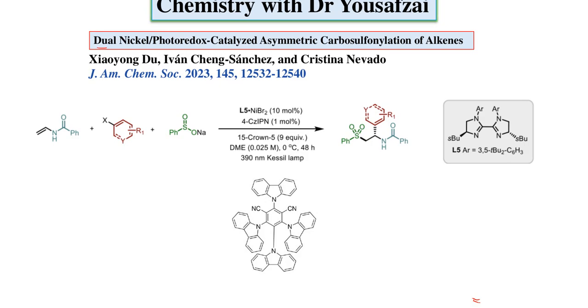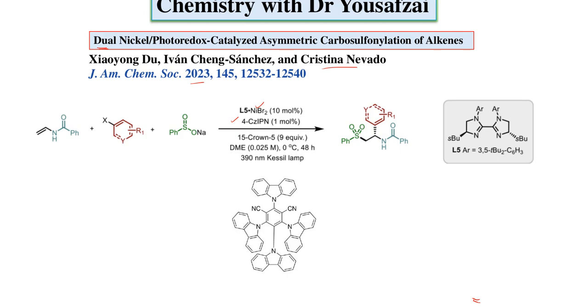Yousafzai YouTube channel. Today I'm going to explain a research article entitled Dual Nickel Photoredox-Catalyzed Asymmetric Carbosulfonylation of Alkene. This research work was published by Cristina Novedo in 2023 in JACS. In the title, the word dual catalysis is used, which means in the reaction two different catalysts were used. The first one is nickel catalyst and the second one is photocatalyst.